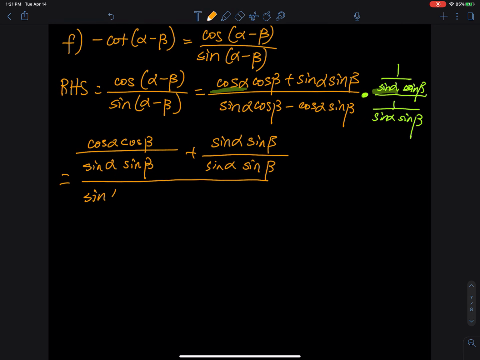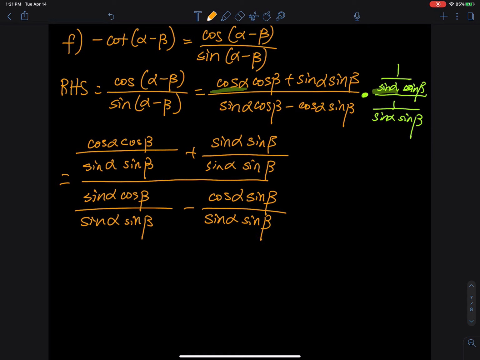And then this is sine alpha cosine beta divided by sine alpha sine beta, minus cosine alpha sine beta divided by sine alpha and then sine beta. So let's do some cancellation using another color. So this is cancelled, right? But it's not equal to 0. So basically this whole thing is equal to 1. And then what about the denominator? So this and that becomes a 1. And then sine alpha and sine alpha, right? So let's pick up the leftover.